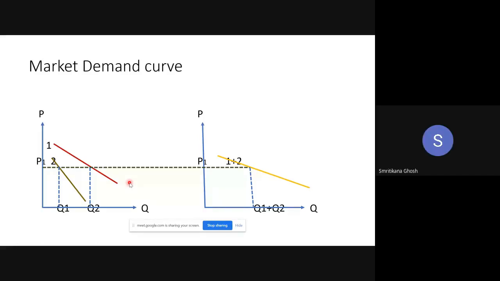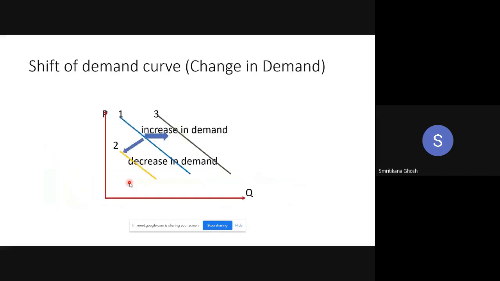Any other question? Okay, so let me go to the next one. Shift of the demand curve.